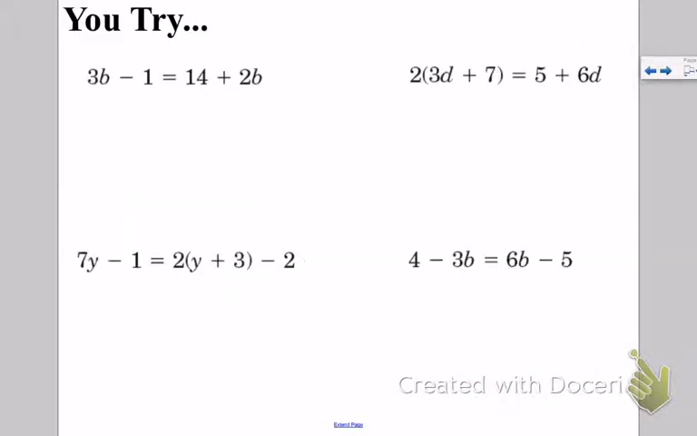So what I want you guys to do is go through these U-tries, all 4 of them, and make sure to check your answers. And we'll see you in class tomorrow.